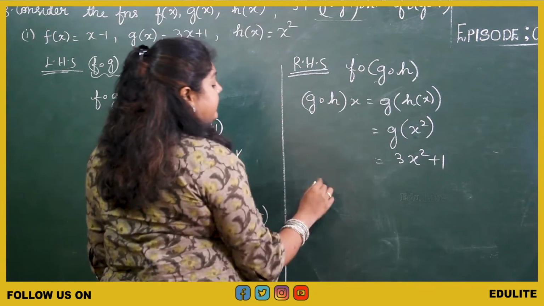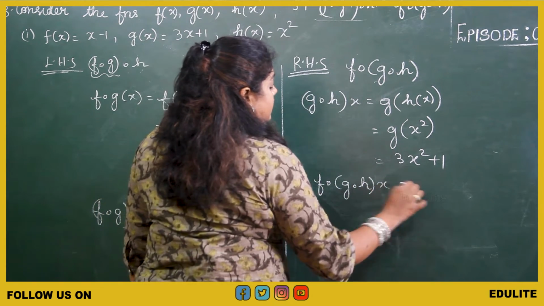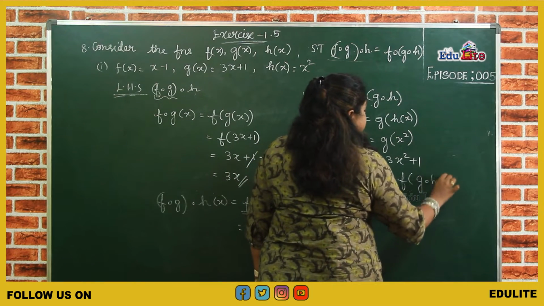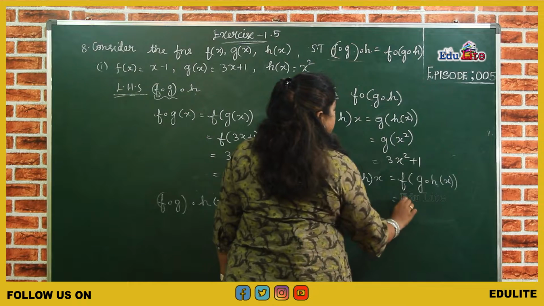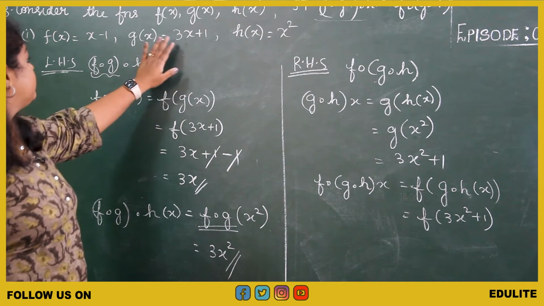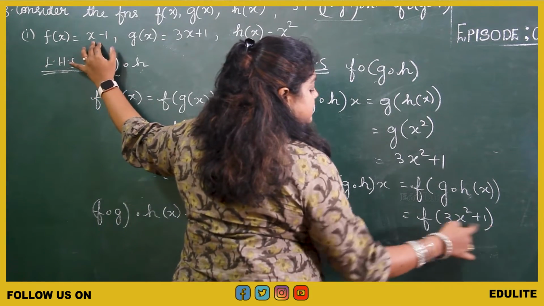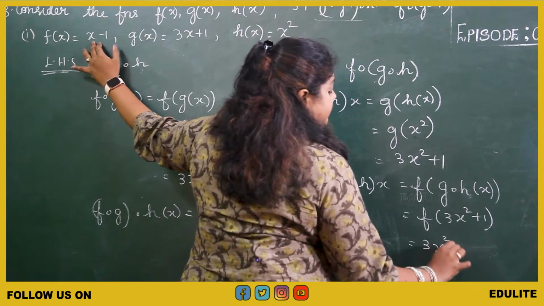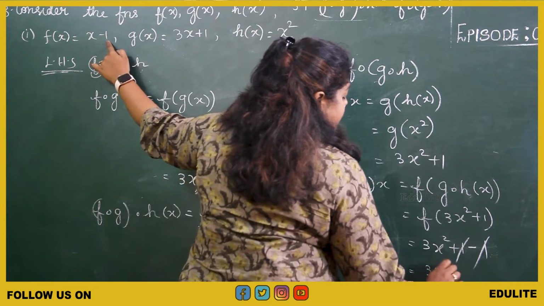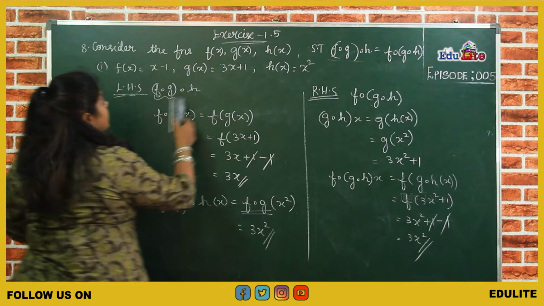So next we will find f composite g composite h. F of x value is f of g composite h of x. So f of 3x squared plus 1. The function of f of x, which is x minus 1. In place of x we have to substitute 3x squared plus 1 minus 1. Plus 1 minus 1 will get cancelled, 3x squared. Therefore LHS is equals to RHS. Hence proved.